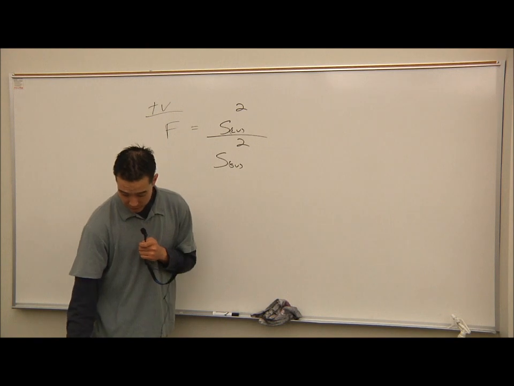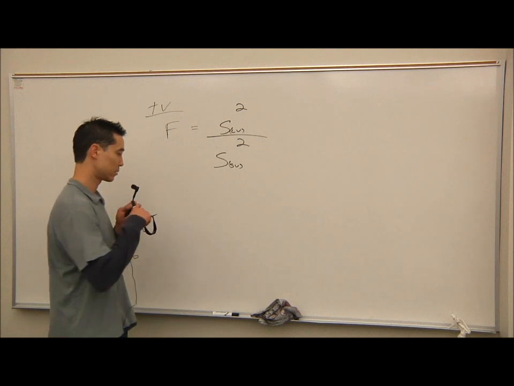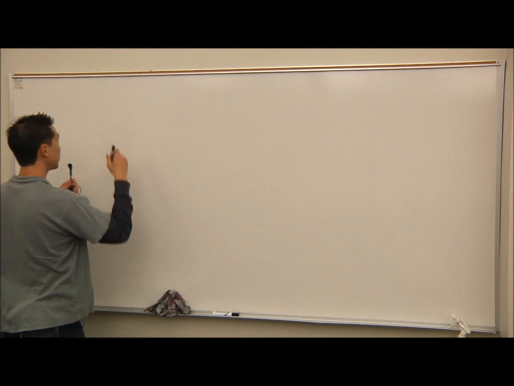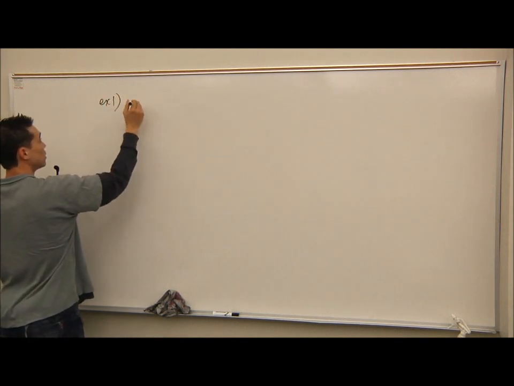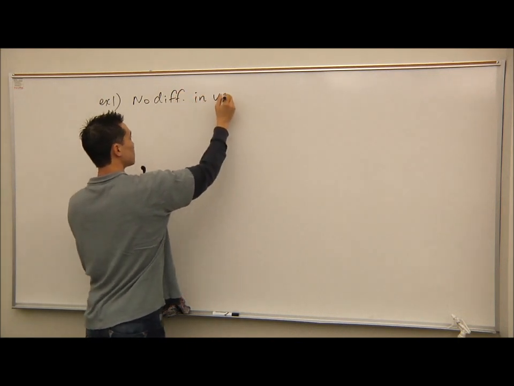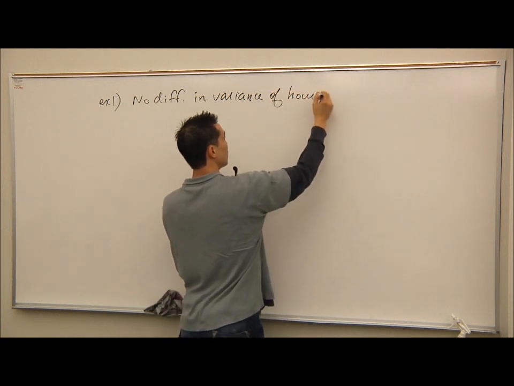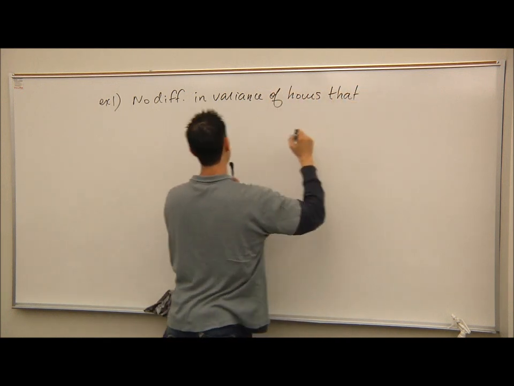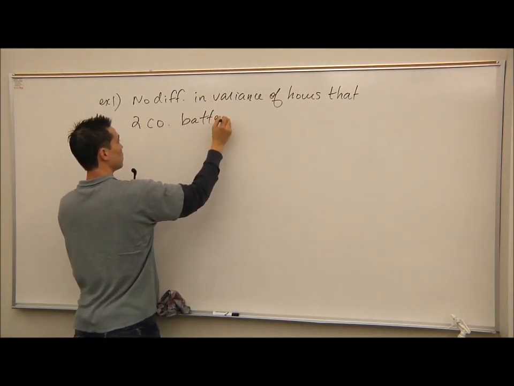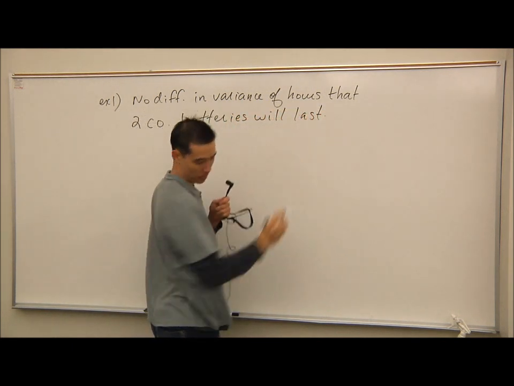All right, a consumer claims there is no difference in the variances of the number of hours that 2 company batteries will last. Okay. So consumer claims, this is example 1. There's no difference in variance of hours that 2 company batteries will last. Okay, great, that's the claim.